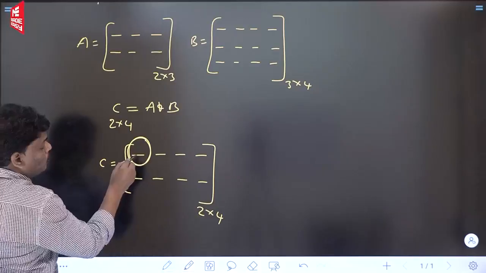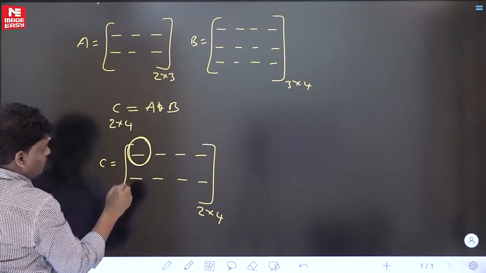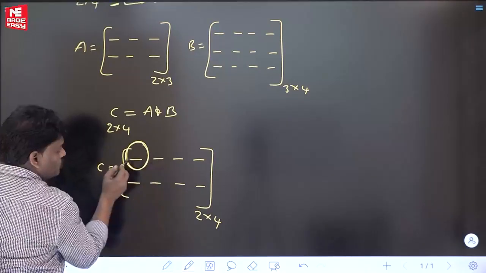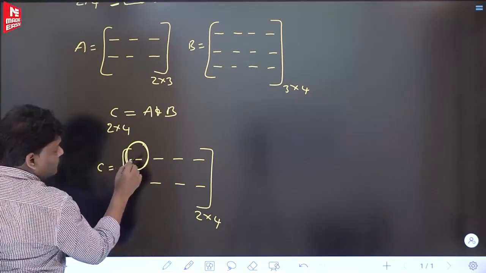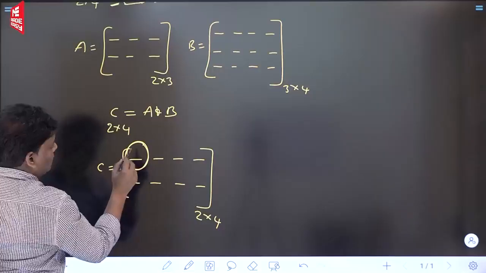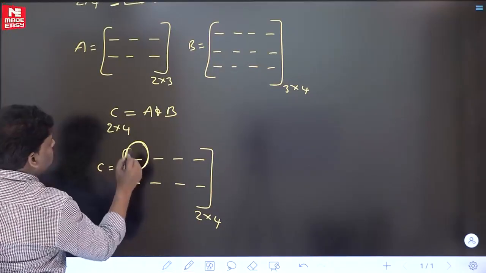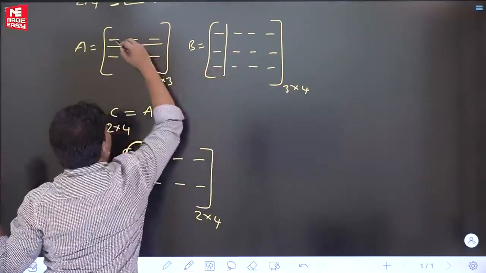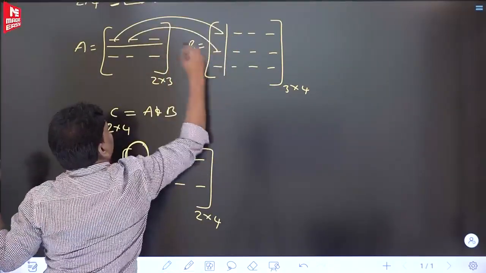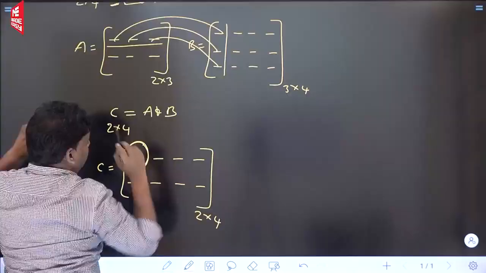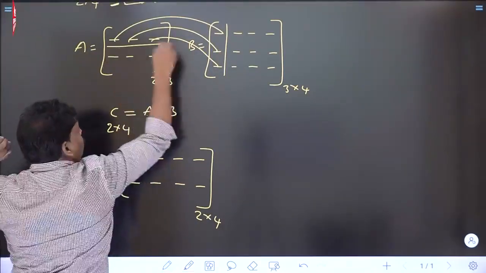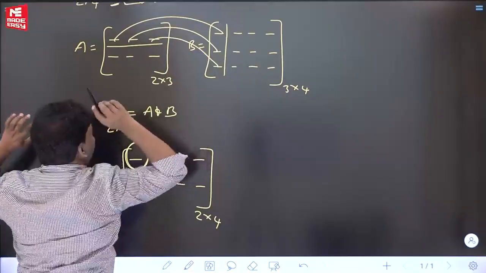Everyone knows, if you want to get the first element, this is the way. First element means first row, first column. In the C matrix, first row, first column element I want. How to get it? You have to multiply the first row of A with the first column of B. Can you see how to multiply?